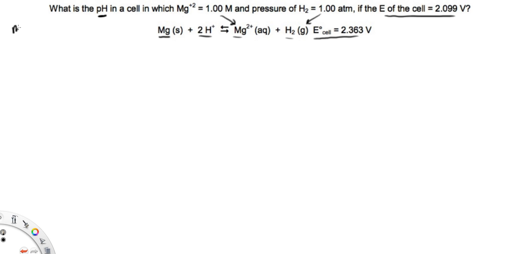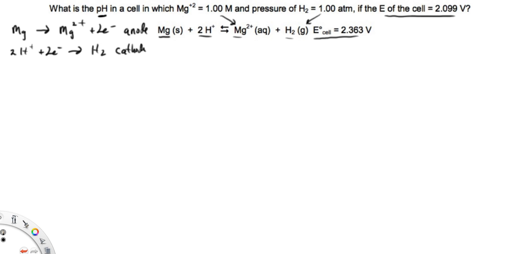So we know here that magnesium goes to magnesium ion plus 2 electrons. So magnesium is being oxidized. This is going to be what's going on at the anode. And then hydrogen is going to gain 2 electrons and produce hydrogen gas. It's being reduced. Reduction happens at the cathode.